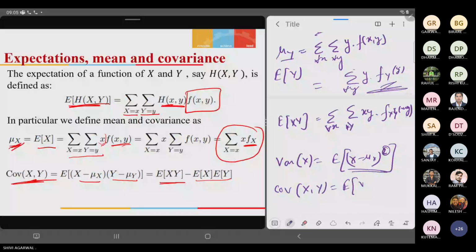Example, I'm not doing that example. I believe that you can do it.